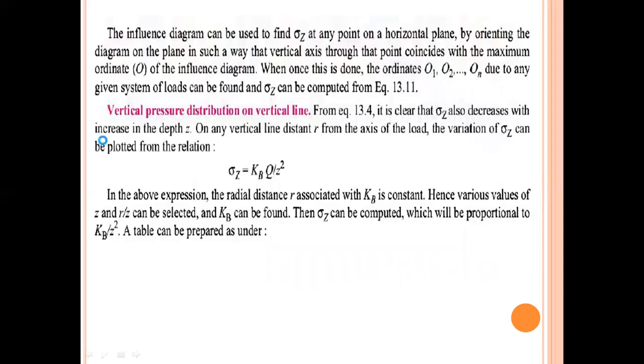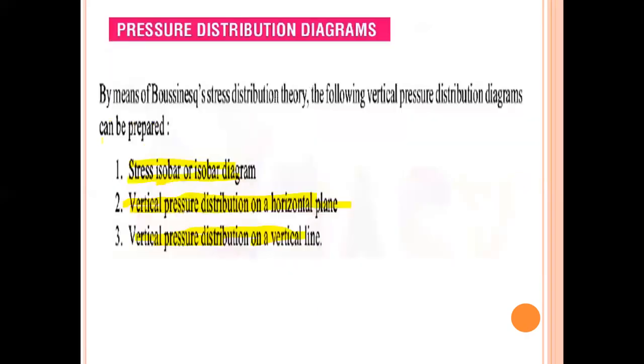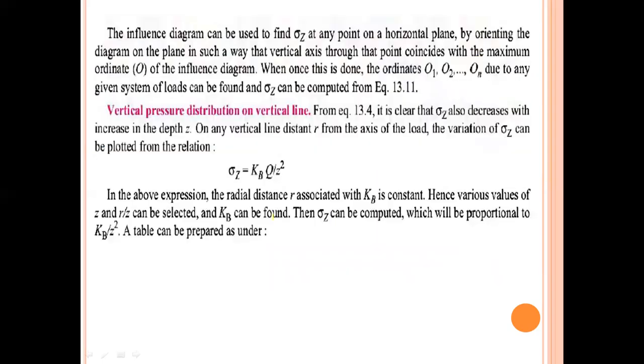Next, the third one is the vertical pressure distribution on a vertical plane, or vertical line. Similar to the vertical pressure distribution on the horizontal plane, this is the vertical pressure distribution on the vertical line. It is clear that sigma z also decreases with the increase in the depth z on any vertical line at a distance from the axis of load.